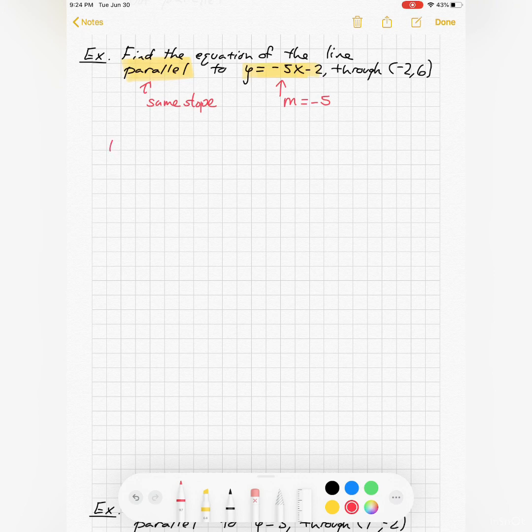So if I set up my line using point slope form, it's going to look like that, right? So remember, I have to fill in the y1, the m, and the x1. But I'm given this point on my line. Okay, so let me fill in that information.